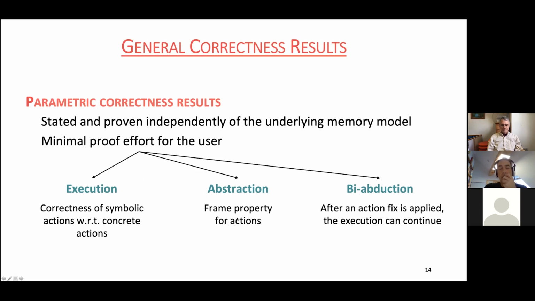For abstraction, we need frame properties. These frame properties come from the separation logic world. And for bi-abduction, we need the fixes to make sense. And if we have these, then we have the general correctness result.